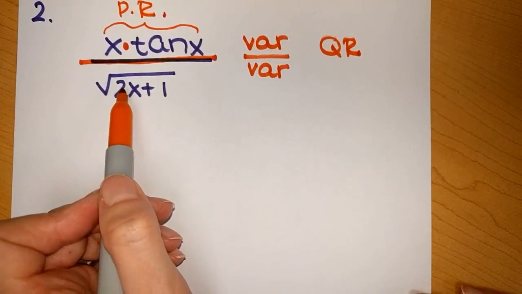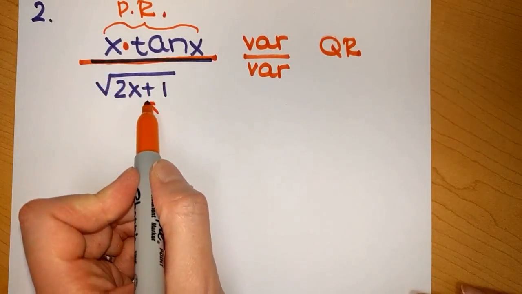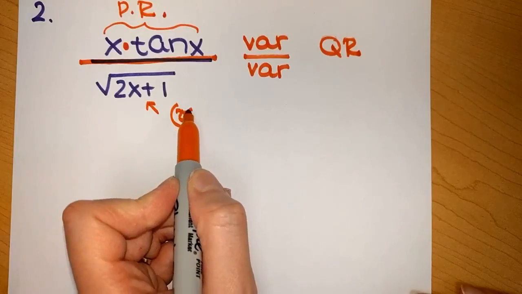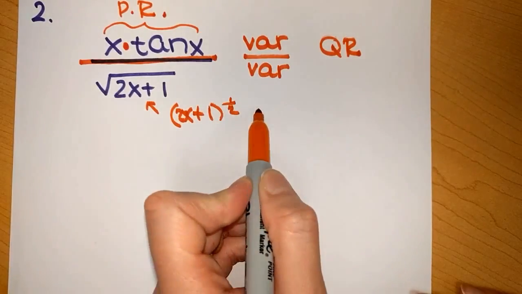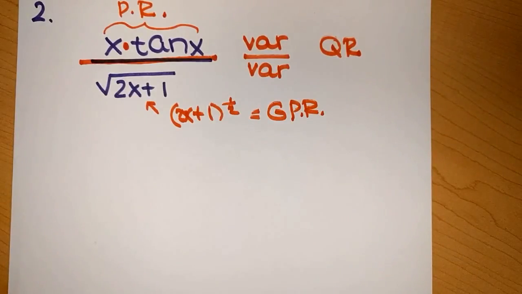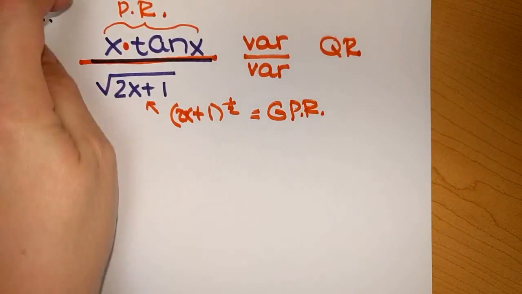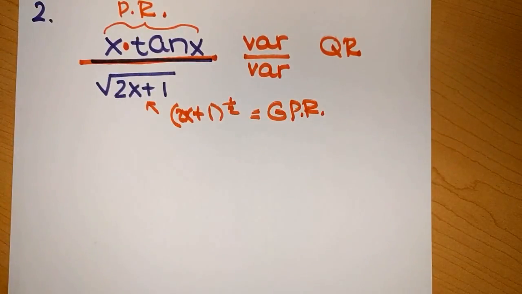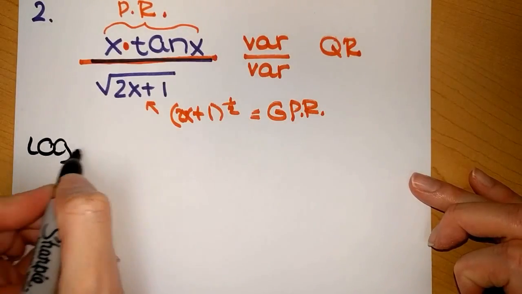And then in the denominator, because you have a square root, you would have to rewrite that as 2x plus 1 to the 1/2 power, which would then require the general power rule. So in looking at this, there are just too many rules to deal with. You have the product, quotient, and GPR, and so when you have a mix of all these different rules, that is when you want to use log differentiation.